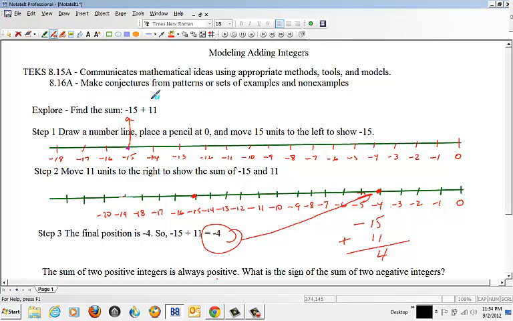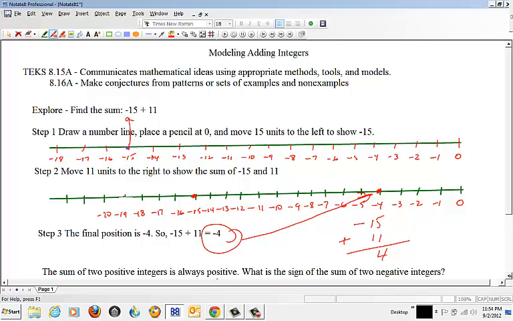Then it says, let's go ahead and move 11 units to the right. So we have 1, 2, 3, 4, 5, 6, 7, 8, 9, 10, and 11. So we end up at a negative 4. So what this is actually showing us is if we were to add a negative 15 plus 11, our sum will be a negative 4. Again, we're just using the number line to draw this out and bring it to fruition for us.